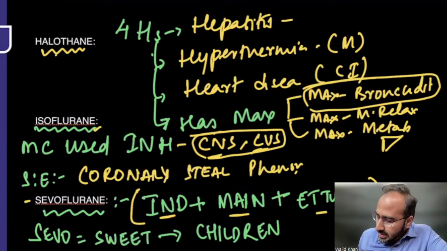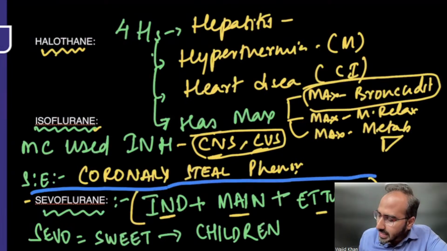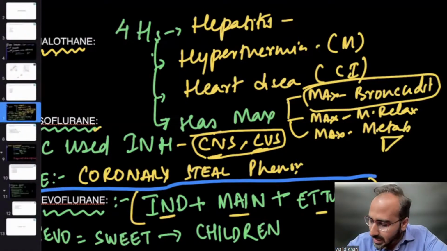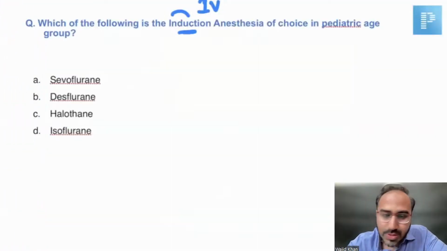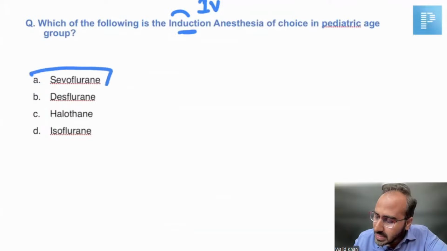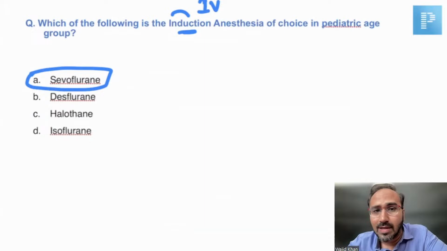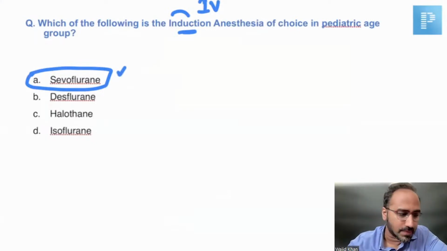So while discussing sevoflurane, I told you sevoflurane is the inhalational agent that can be used for induction, maintenance as well as endotracheal intubation. I told you, Sevo is sweet. Sweet is used in children. So the inhalational induction agent that could be used in children is always sevoflurane. Desflurane we won't use. Why? Because desflurane will cause airway irritation. So we won't be using desflurane. We will be using sevoflurane for induction in pediatric age group.